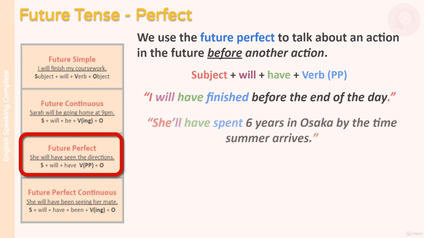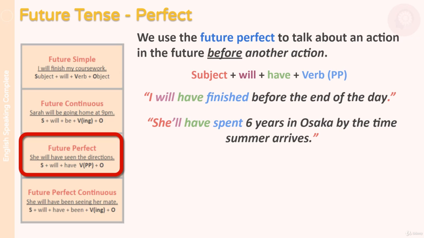Here's another example. She'll have spent, so the contraction, she'll have spent 6 years in a soccer by the time summer arrives. So again, these two actions up first in the future, this amount of time living, we can use spent. I'll have spent 6 years here. She'll have spent 6 years in a soccer. By the time the summer arrives, the later event.